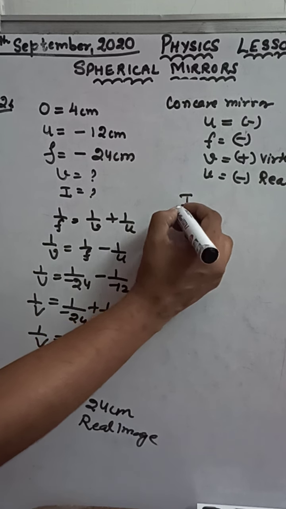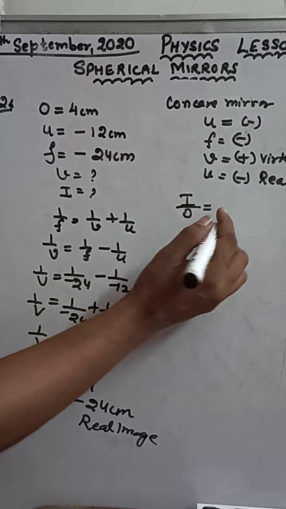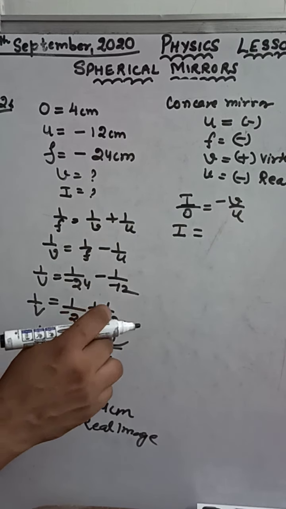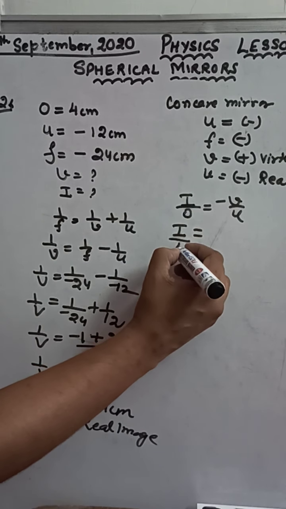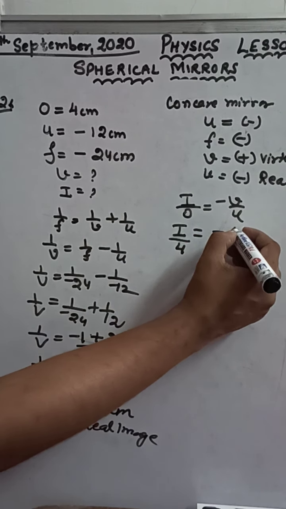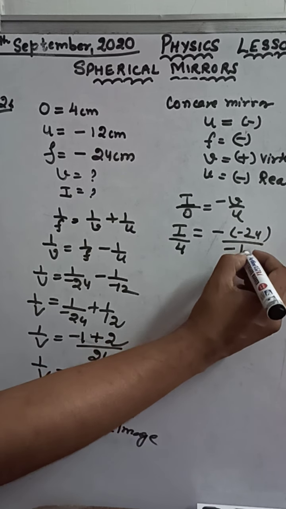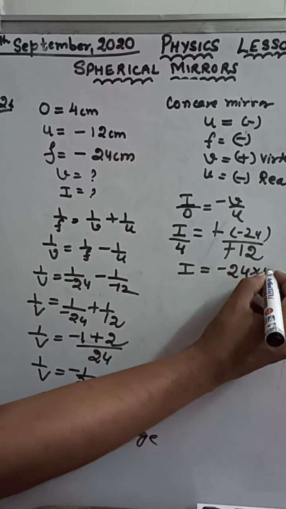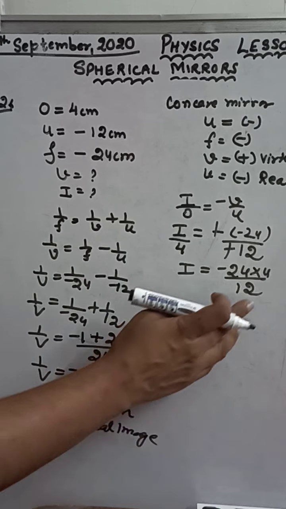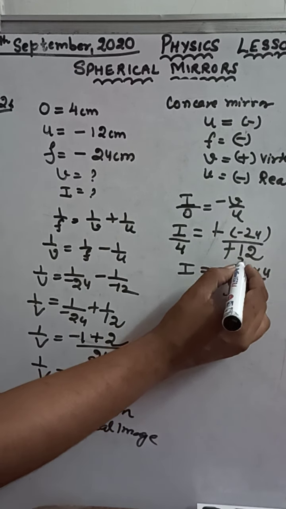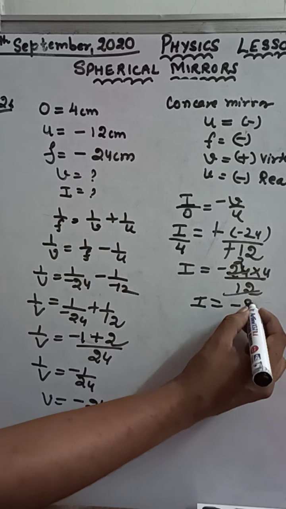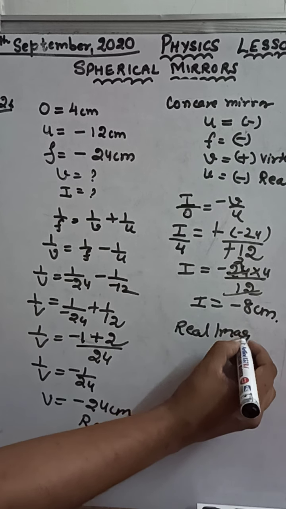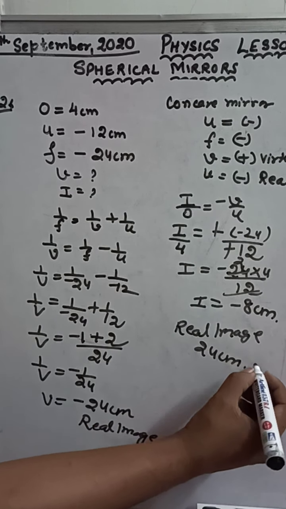So you will use I upon O, image height over object height, equals minus v upon u. So we have to find I. Let us substitute the value. Object height is given as 4, v is minus 24, u is minus 12. Minus minus will cancel. So I is equal to minus 24 multiplied by 4 divided by 12. So this will cancel. So image height will come out to be minus 8 centimeter. That means it is a real image. So distance is 24 centimeter.